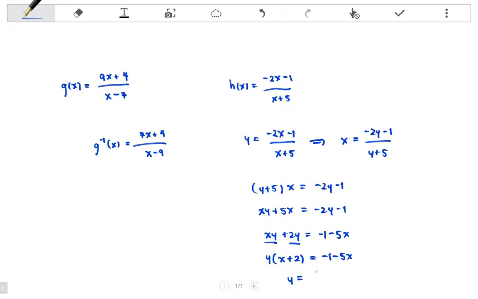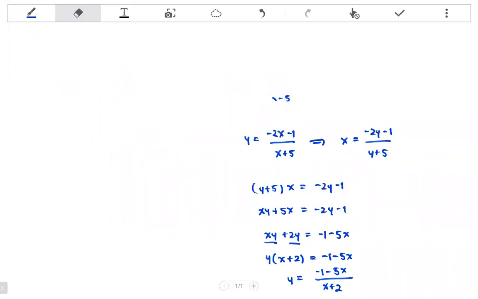Which gives us -1 minus 5x over x plus 2. If you got -5x minus 1, it's the same thing. The order doesn't really matter here. But yeah, let's move on to the next section.